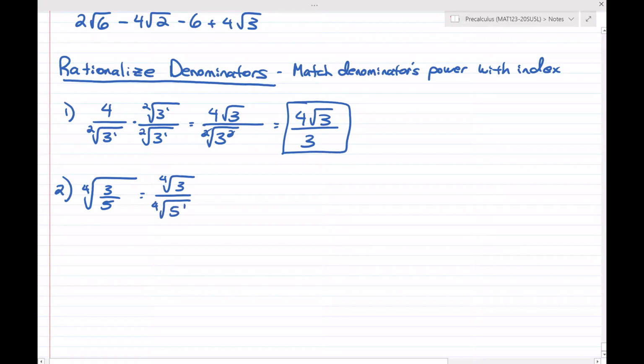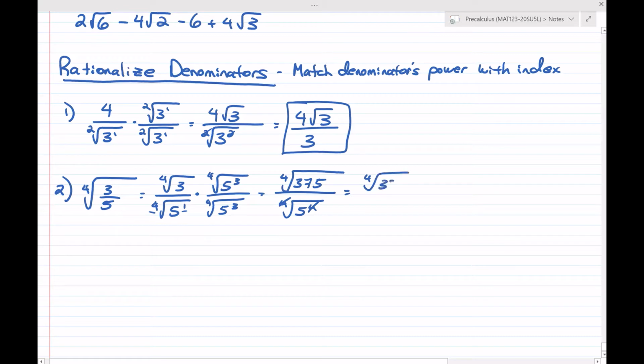Now we want that 5 to match the 4, right? So this one, we want to make it into a 4. So in order to do that, we'd have to bump it up by 3. Multiply by the 4th root of 5 to the 3rd power over the 4th root of 5 to the 3rd power, which gives us the 4th root of the numerator, 3 times 5 to the 3rd. 5 to the 3rd is 125, and 125 times 3 is 375, which we can't simplify. But the denominator would be the 4th root of 5 to the 4th. The whole idea is that cancels out the radical there. And that would be the best answer.